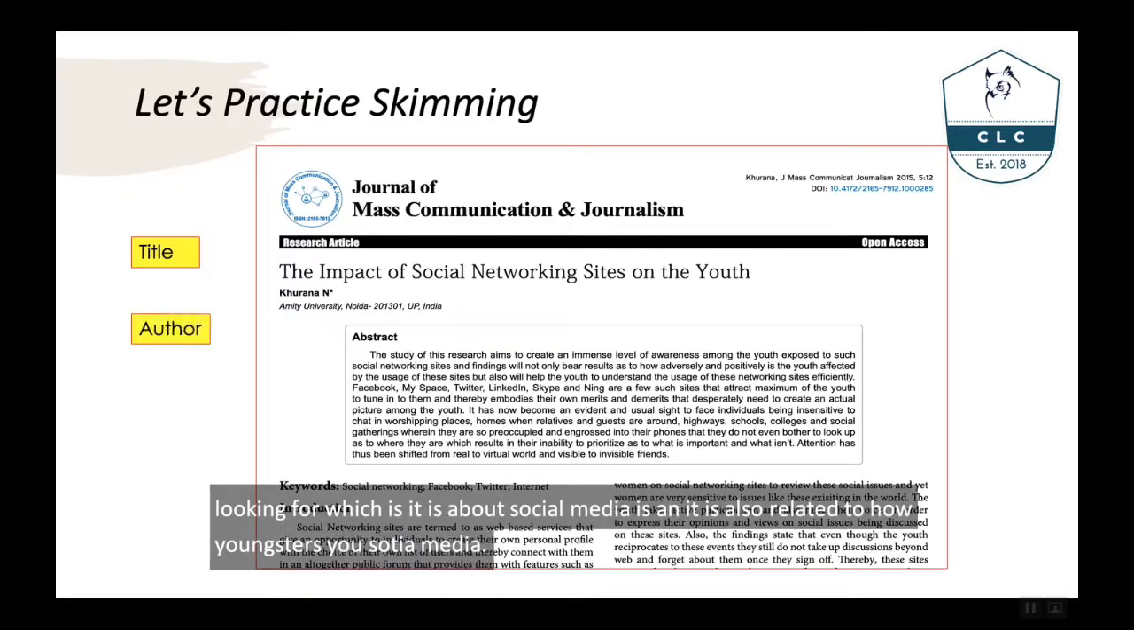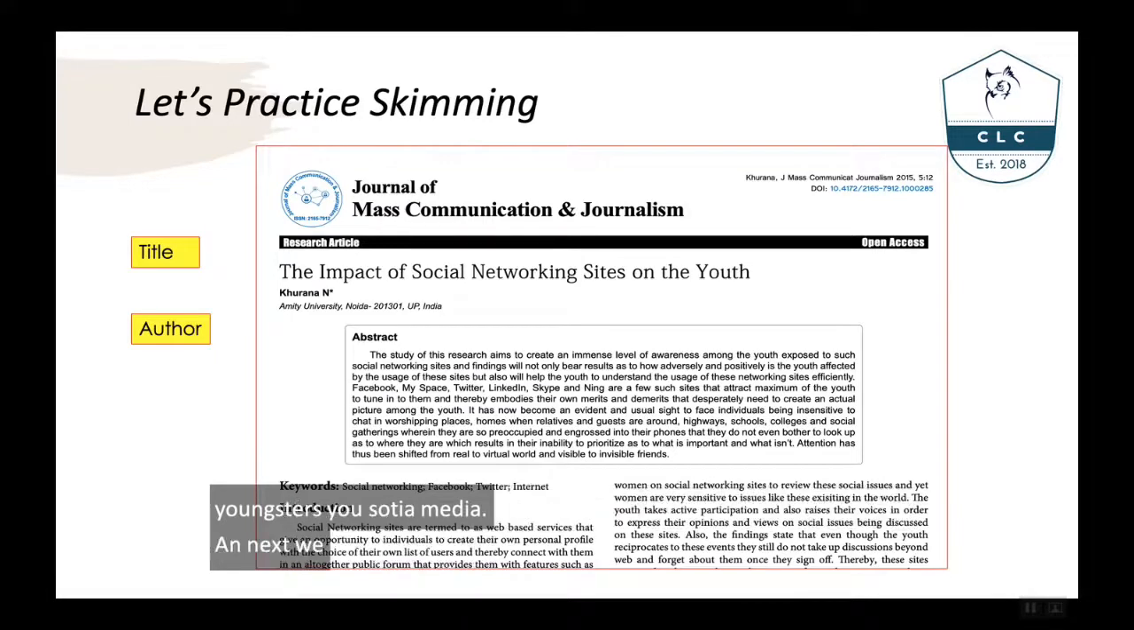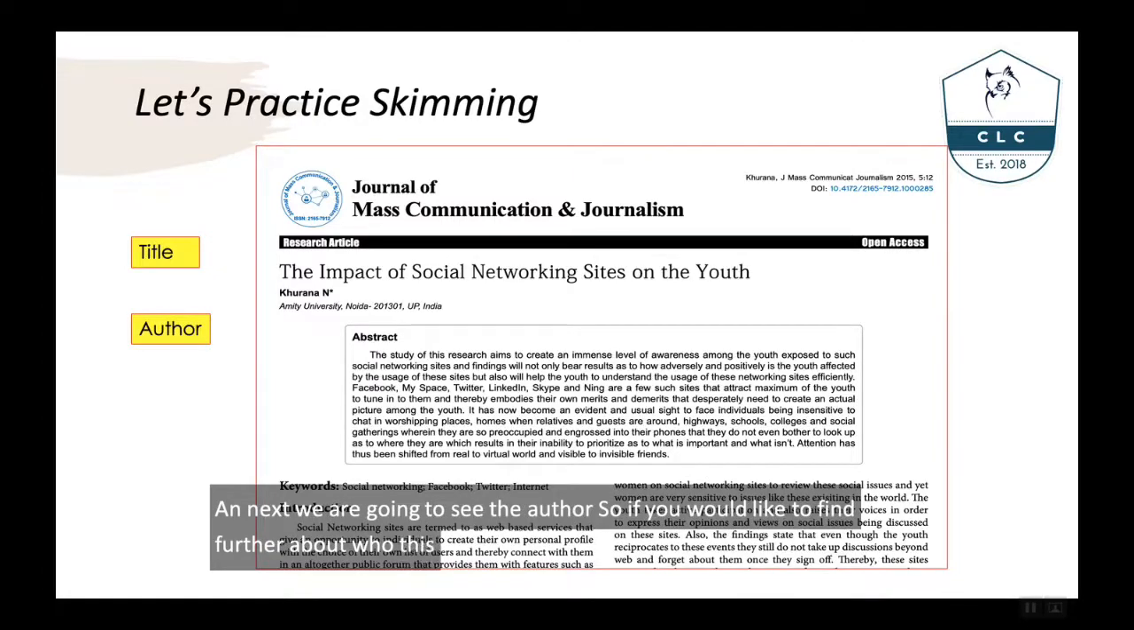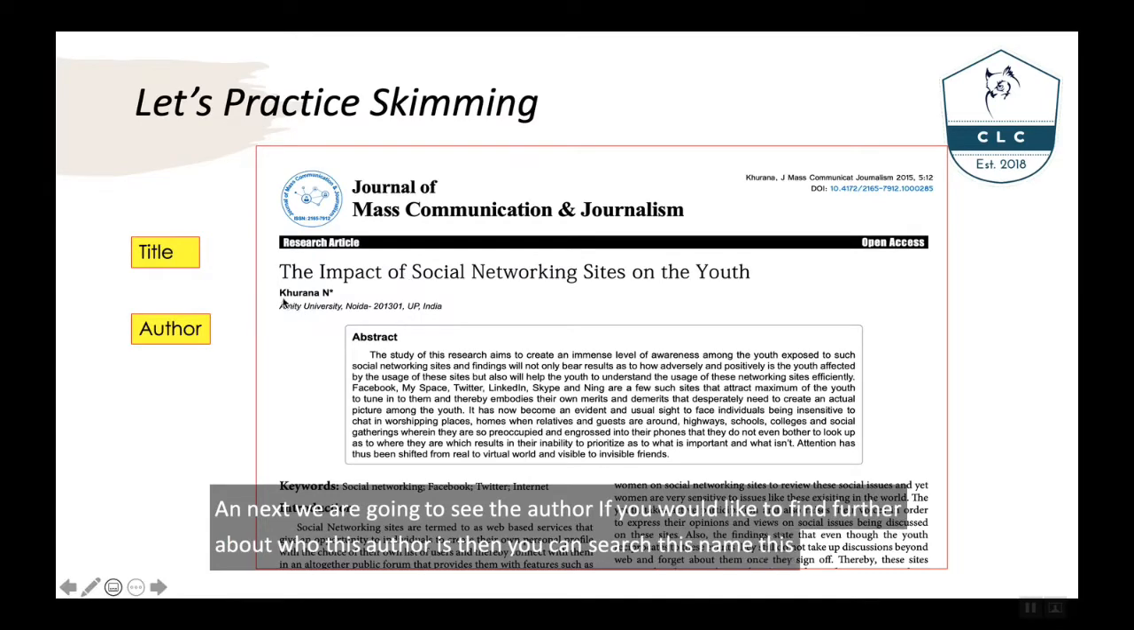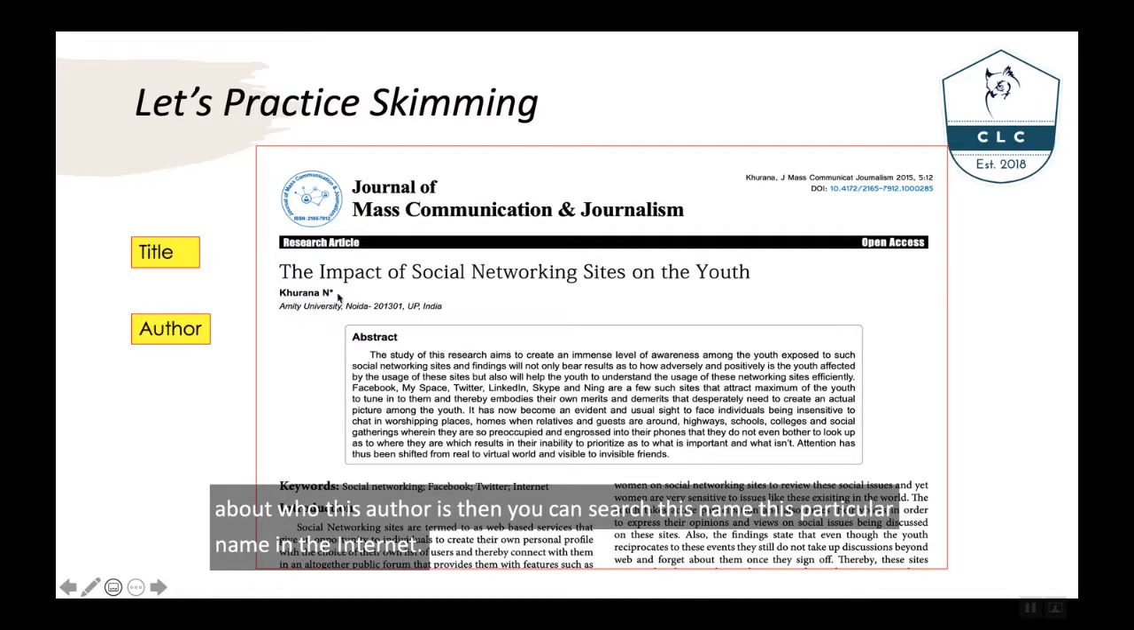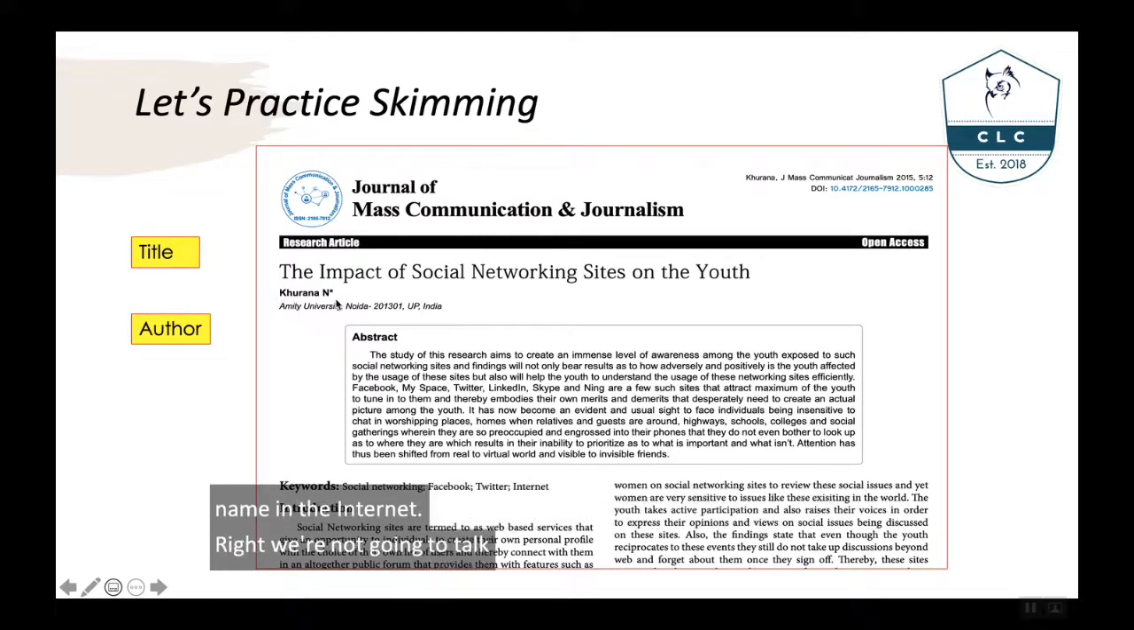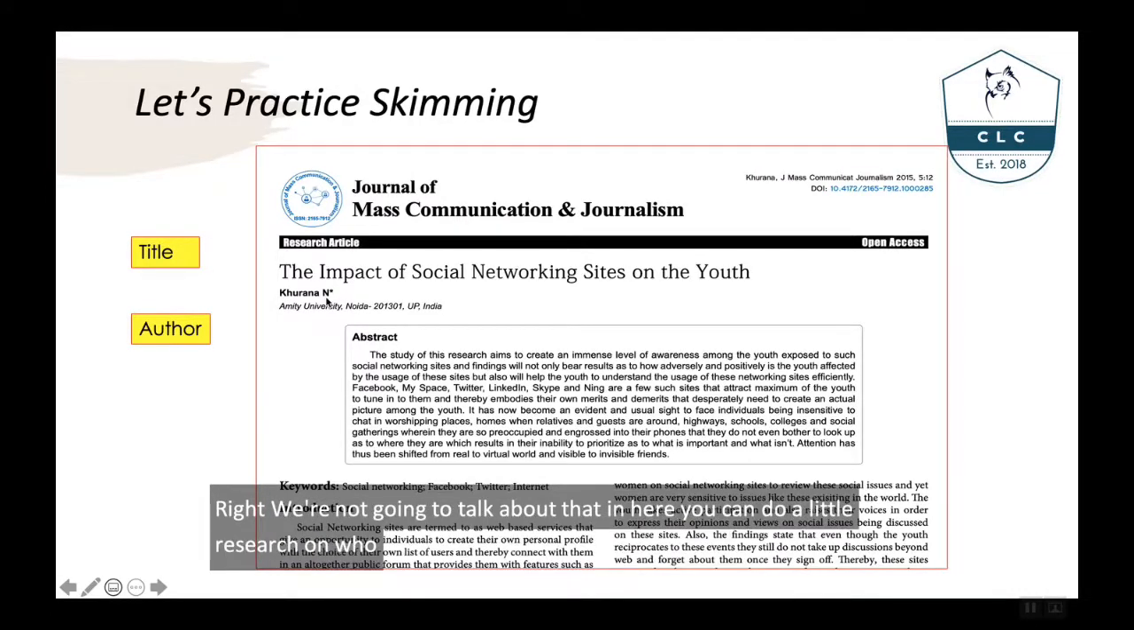And next, we are going to see the author. If you would like to find out further about who this author is, then you can search this particular name on the internet, right? We're not going to talk about that in here. You can do a little research on who this author is.